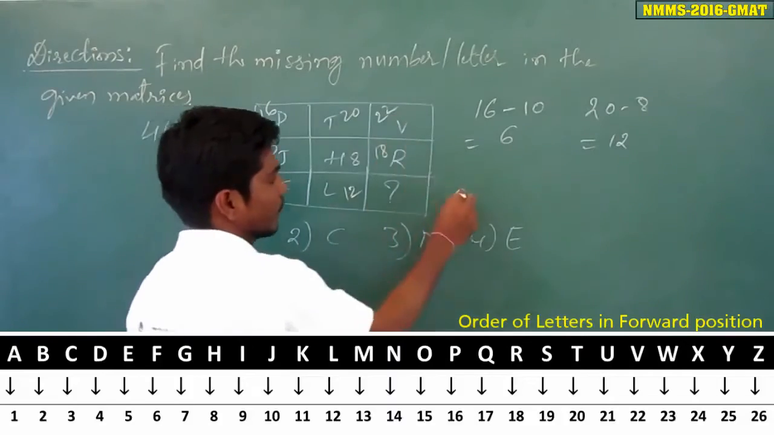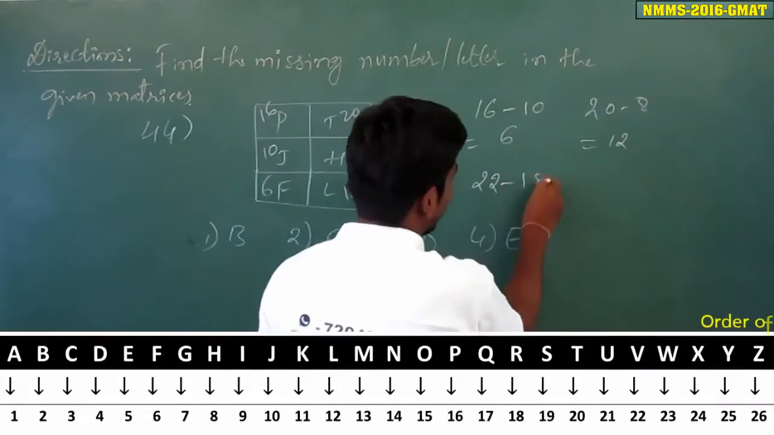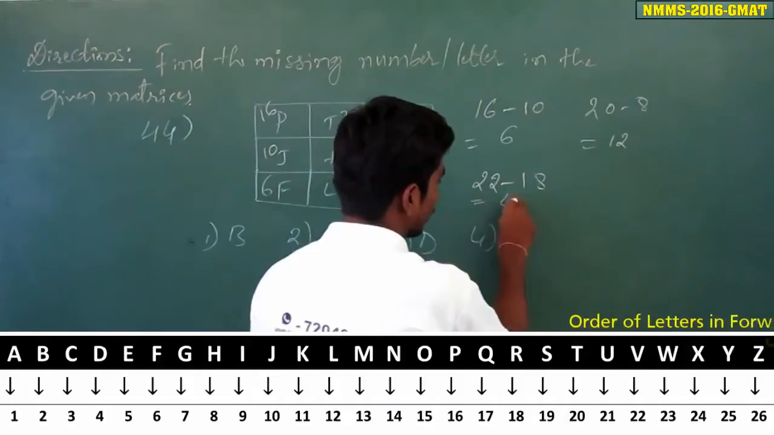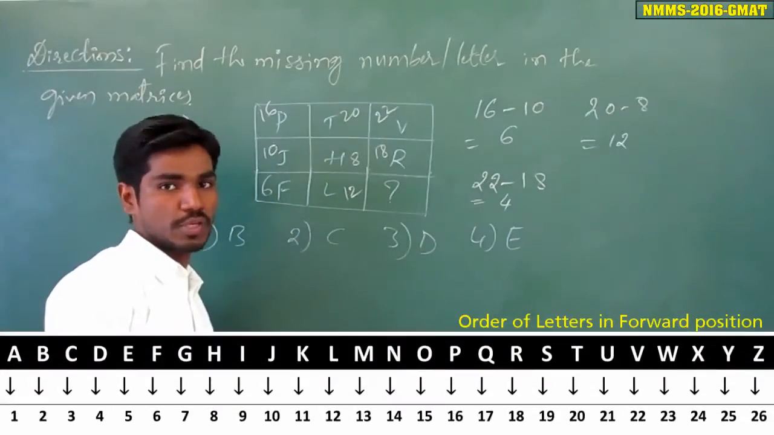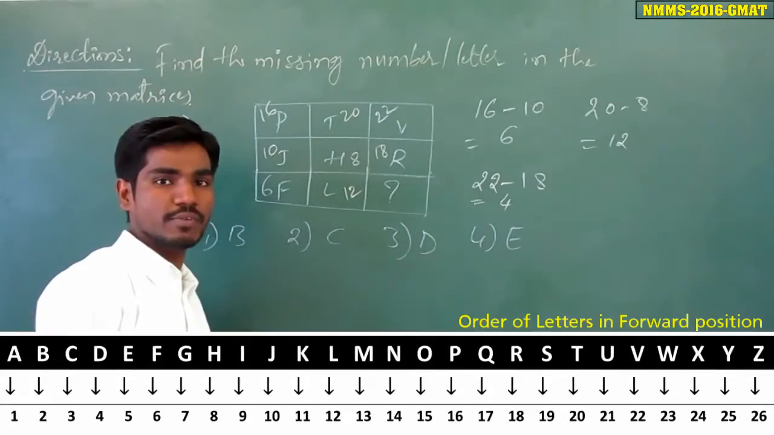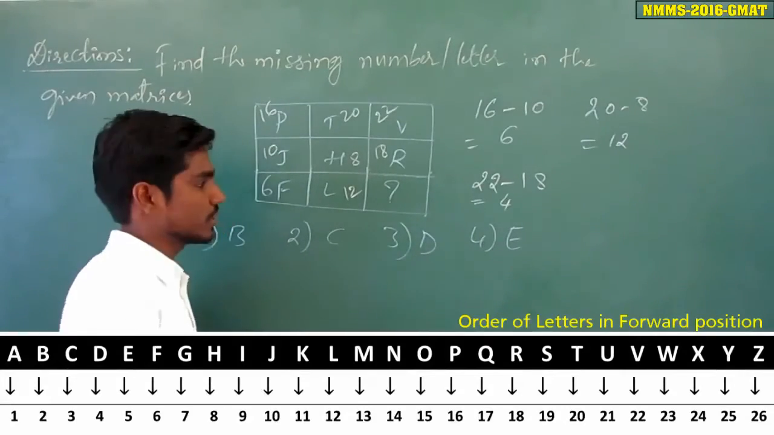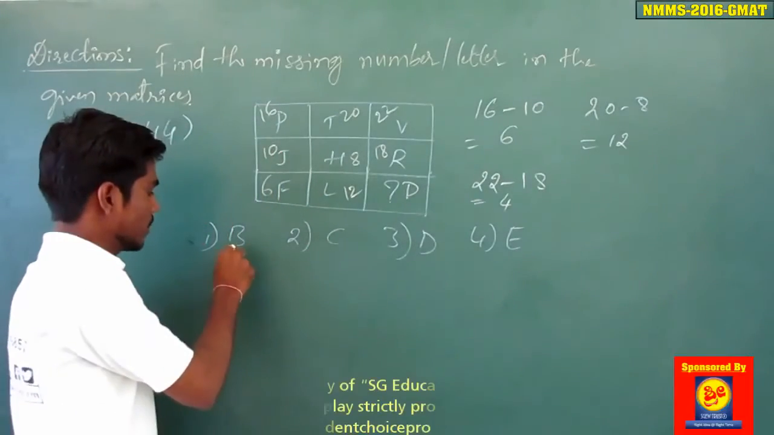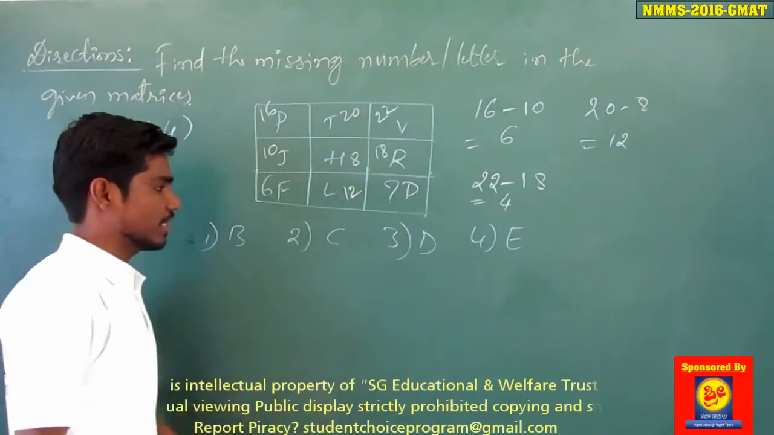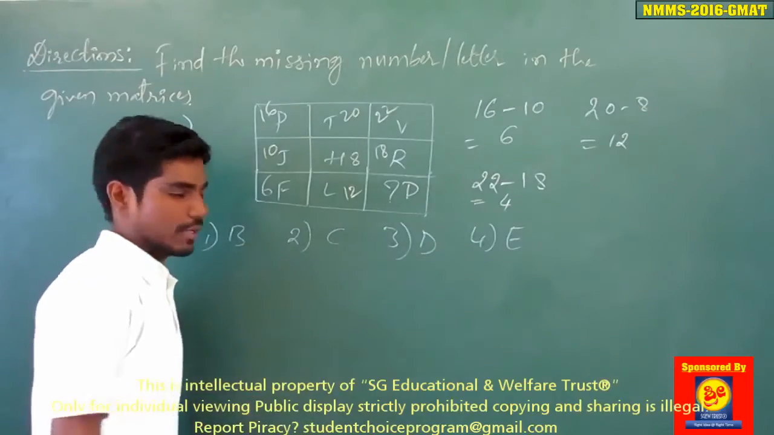Okay, that is what? 22 minus 18. So 22 minus 18 is what? 4. So now I have to select the letter whose position is 4. Now which is that letter which is having position 4? Of course it is D. Let us compare the given options. The first option is B, the second one is C, the third one is D, which is the right answer.